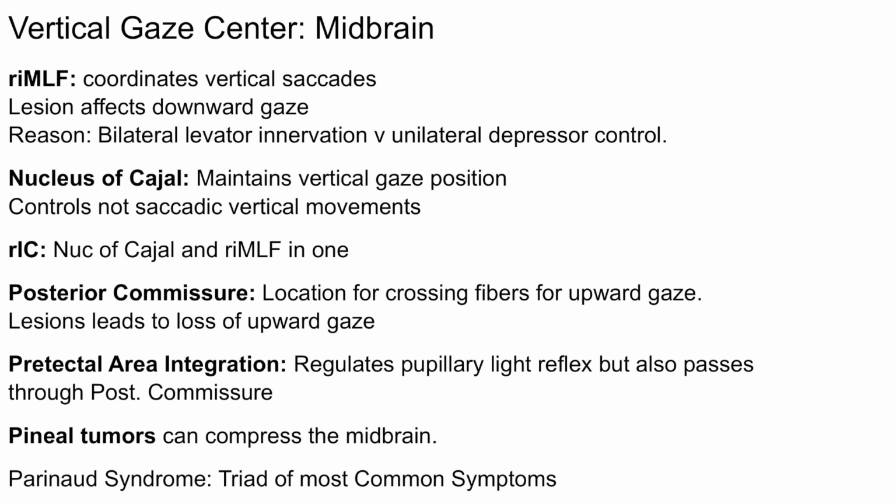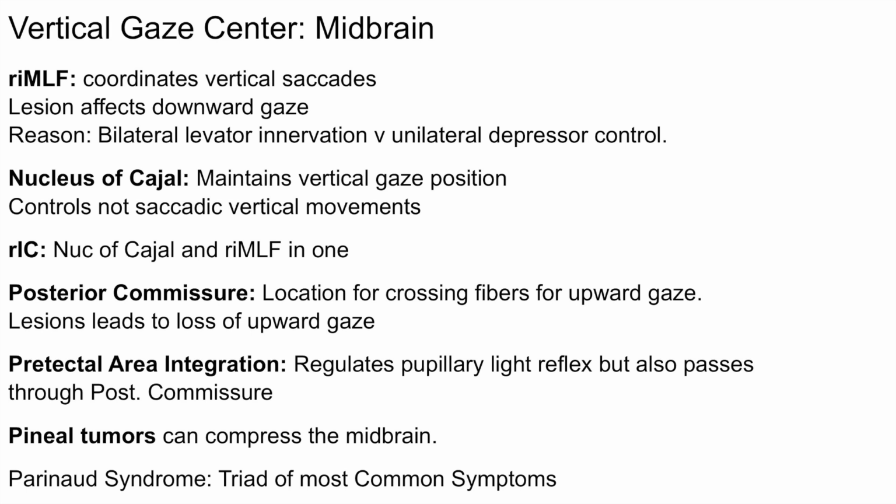So the main driver for vertical saccades, which just means rapid eye movement between two fixed points, is the RIMLF, the rostral interstitial nucleus of the MLF. Okay, so it's just a different MLF. It's the RI-MLF. This structure generates the command for up and down eye movements. The asymmetry here is key. Upward gaze requires bilateral coordination, while downward gaze is more unilateral. And that's why lesions often hit upward gaze first, because it's a more fragile system.